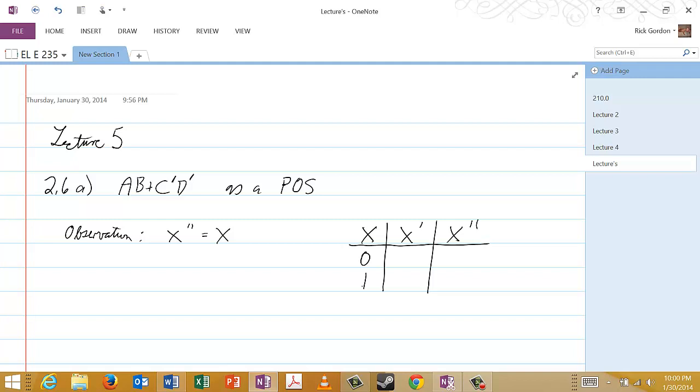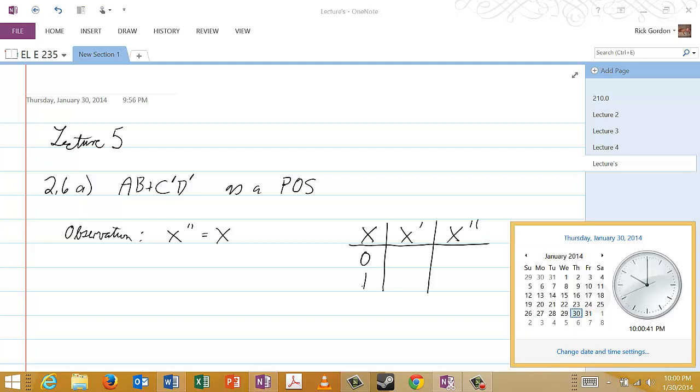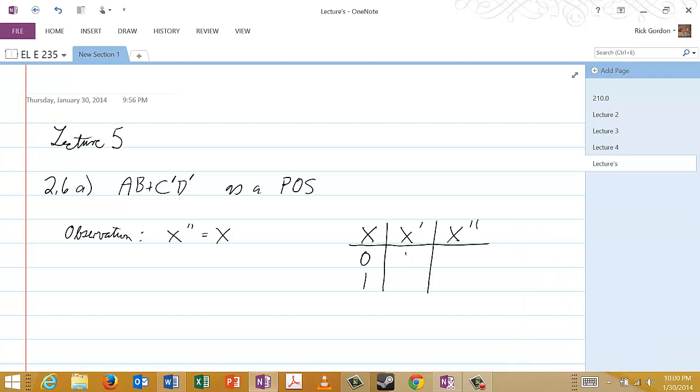Now, perhaps some people don't even need the intermediate column of x complement. Perhaps they can see immediately what x complement complement is. But just in case you don't see that, I'll use this intermediate column of x complement. And of course, if x is 0, then x complement is 1. And if x is 1, then x complement is 0.